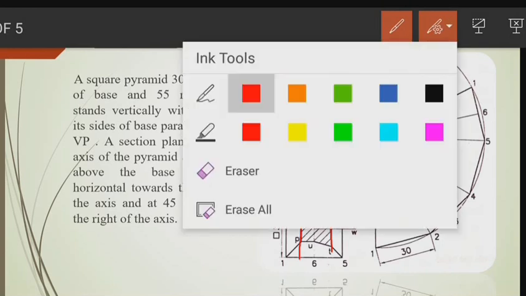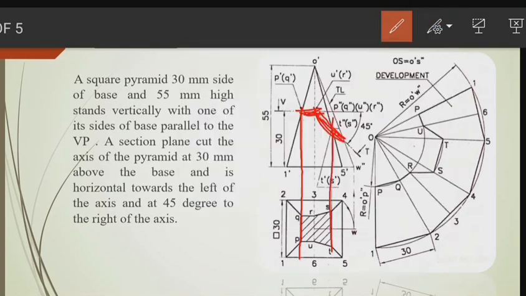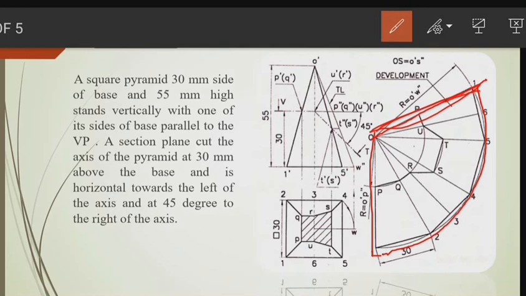Now one more thing: in the development of the pyramids we studied that we have to get an axis like this. In the development we just draw an arc and then open it. But this arc length, how are we going to get the arc length in the development? In this development we have to rotate one of the corners actually.